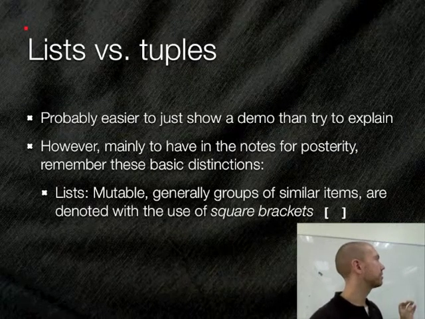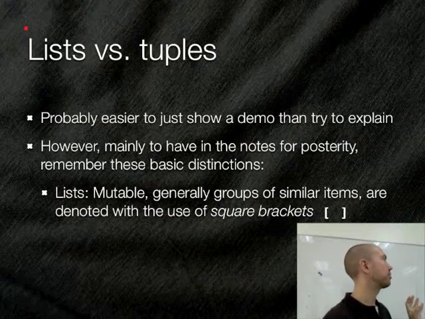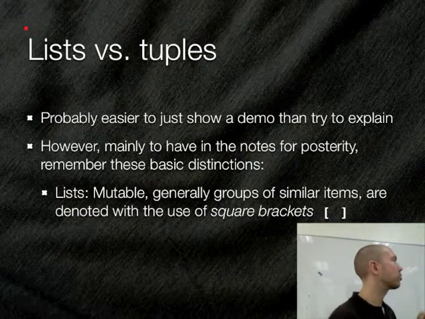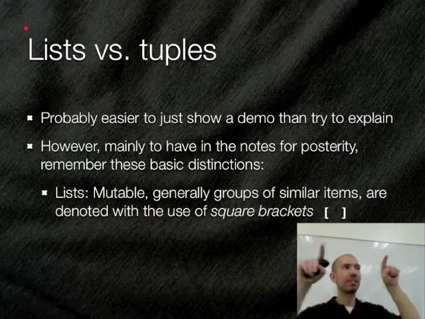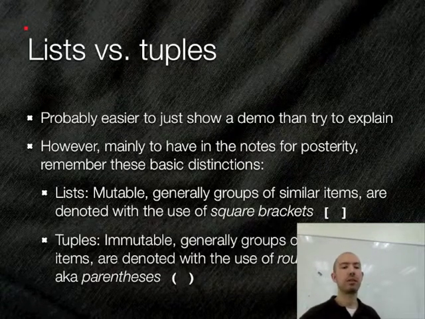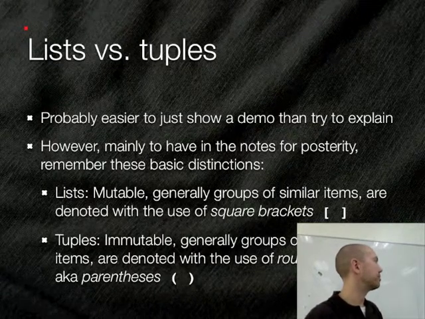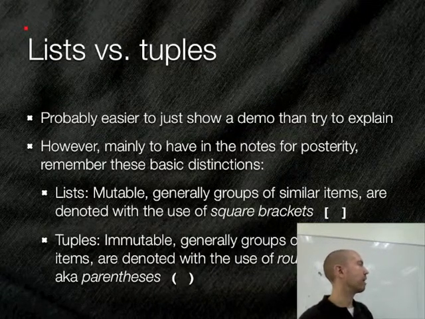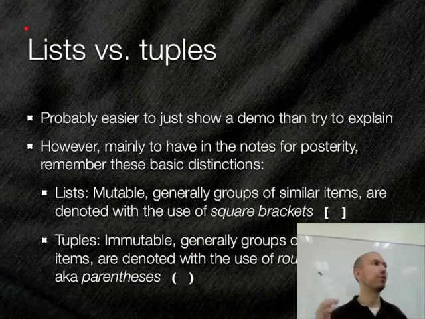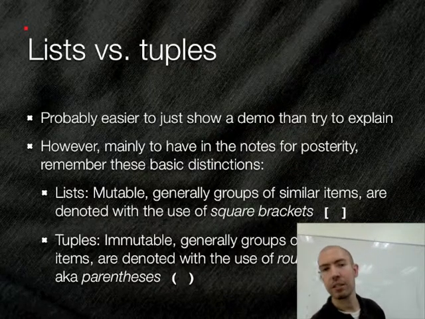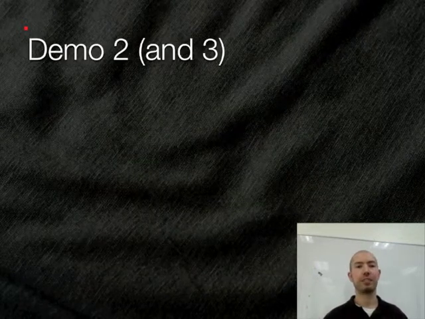but just for posterity, the main difference between these is lists, like we said, are mutable, generally group together similar items, and they are denoted using square brackets, okay? So if you see something in square brackets in Python, it's a list. Tuples are immutable, generally group together different types of items, and are denoted with round brackets, aka parentheses, okay? So that's the main difference: if you see square brackets, it's a list. If you see parentheses, it's a tuple.